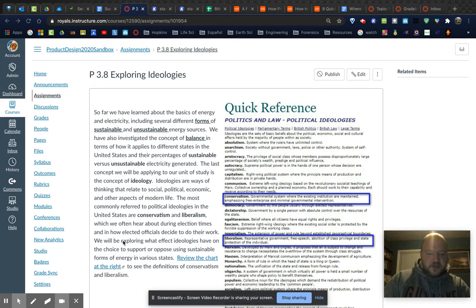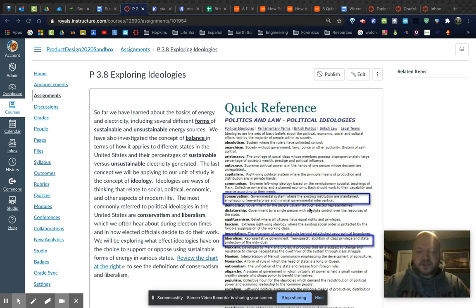Now, what we want to do is explore what effect ideologies have on the choice to support or oppose using sustainable forms of energy in various states. So, we're going to focus in on two common ideologies that you probably have heard of: conservatism and liberalism.